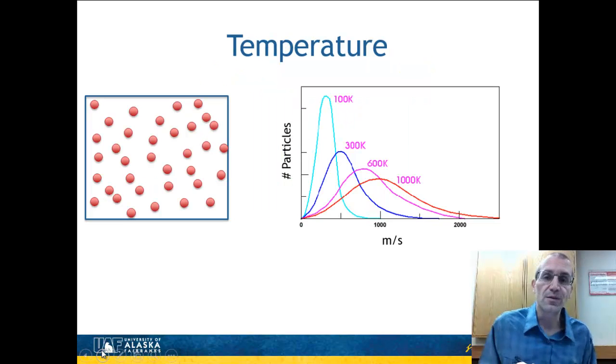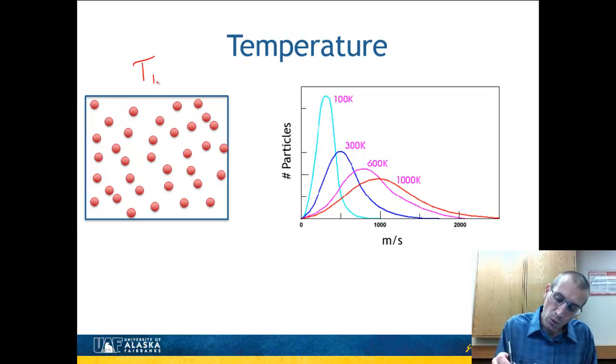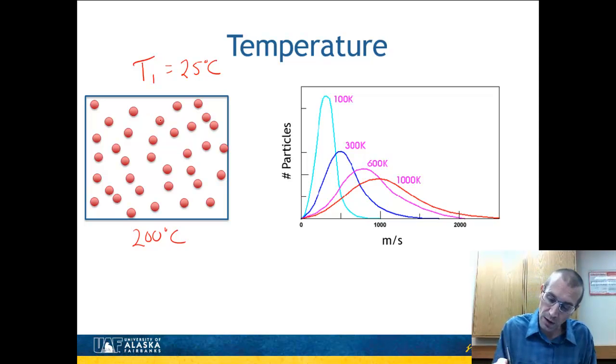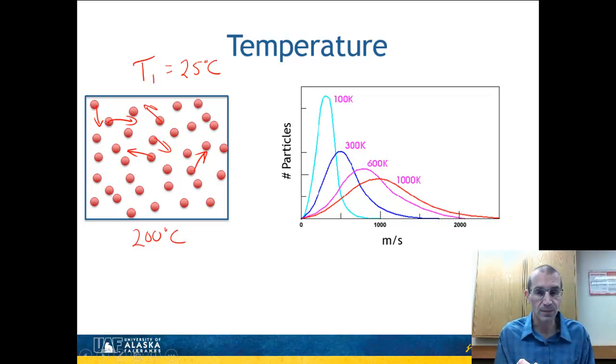Let's look at the effect of temperature now. I've got my box of molecules here, and they're at some temperature T1, say 25 degrees Celsius. Then I heat it up to maybe 200 degrees Celsius. What would be different if it was still in the box, with the same number of molecules? Well, what I would find is that these molecules are going to be going with a much larger velocity. In fact, what I show on the right-hand side here is a Boltzmann distribution for gas molecules as a function of temperature. Let me explain what this is.